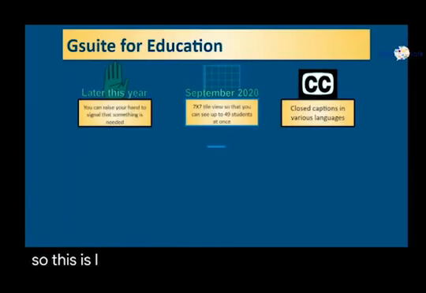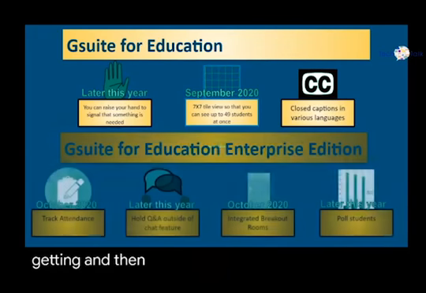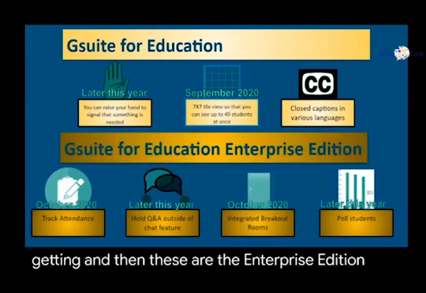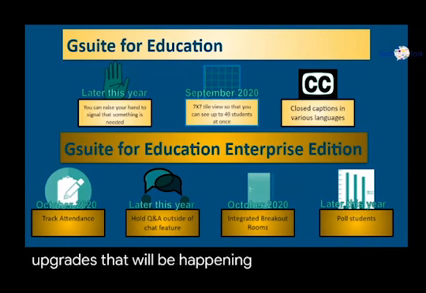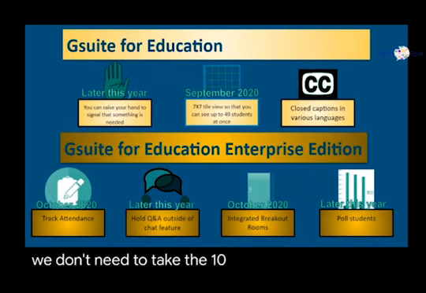So just as I mentioned, we have the basic upgrades that we'll be getting, and then these are the Enterprise Edition upgrades that will be happening. Attendance is underneath the Enterprise Edition upgrades. So unless we don't need to take attendance before October, here are some extensions that I love to use for my Google Meet.